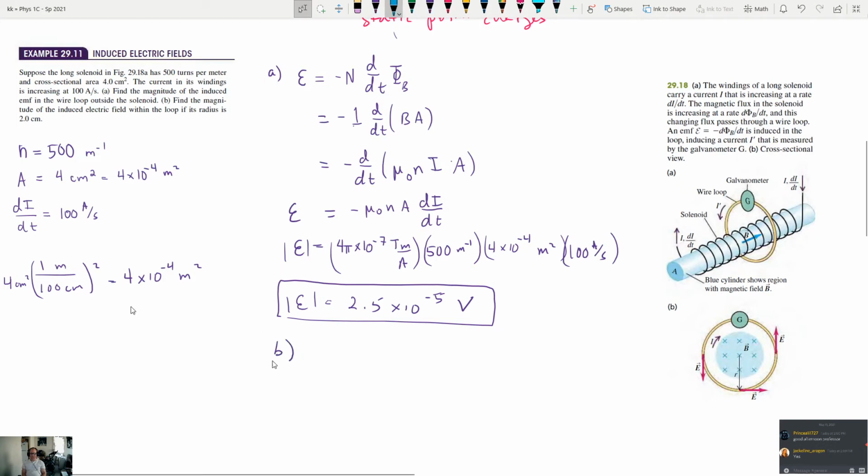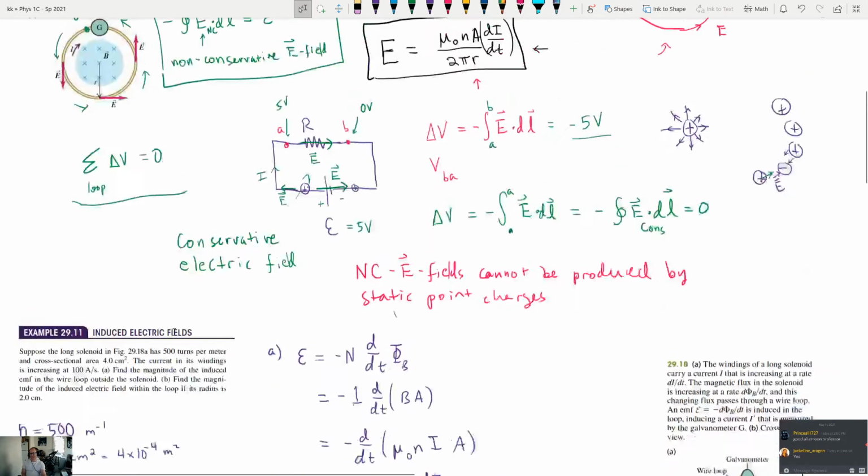Okay, part B. Part B says, find the magnitude of the induced electric field within the loop if its radius is 2 centimeters. So, if this radius right here is 2 cm, then in order to find the magnitude of the electric field, we just have to take the induced EMF and divide by 2 pi r. That's one of the equations we just derived.